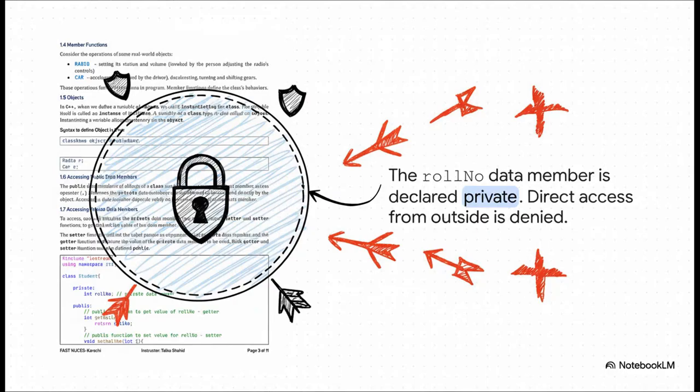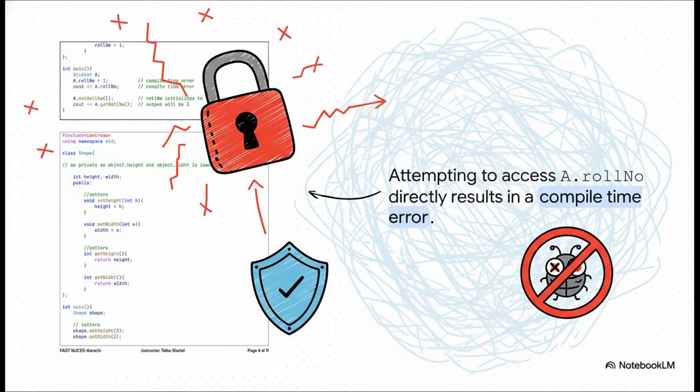Take a look at this piece of code. See how the student's roll number is marked as private? That means that no other code anywhere outside of the student class can just reach in and change that number whenever it wants. It's now protected. And this is what happens if you try to break that rule. The program just stops. It won't even run. It throws an error at you.